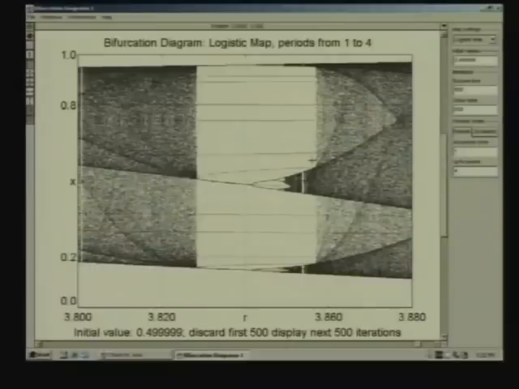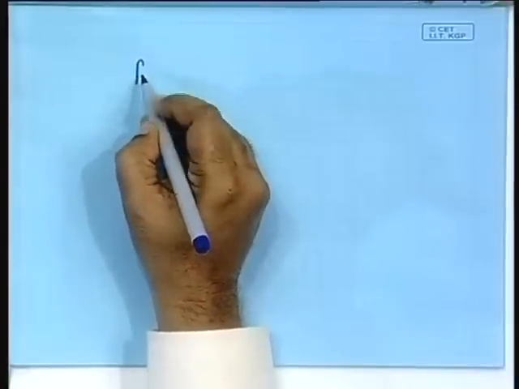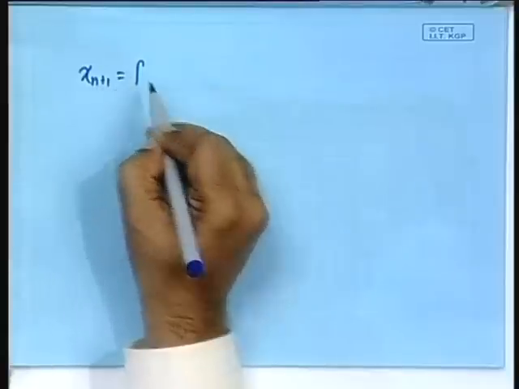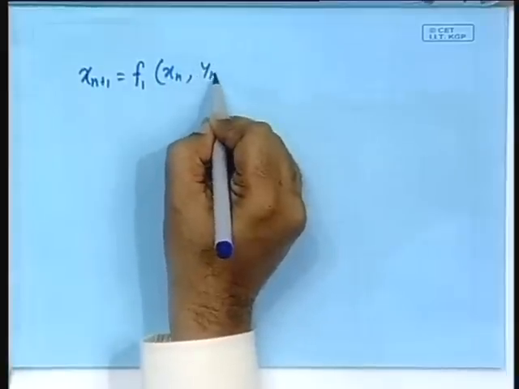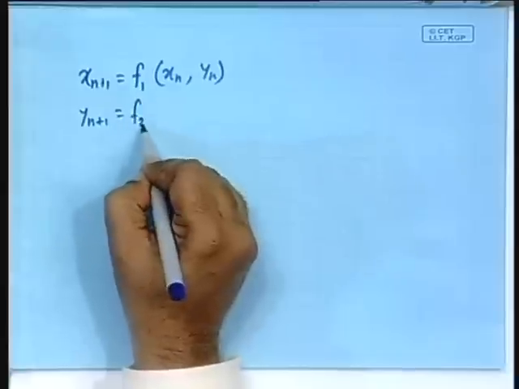Let us come to what we actually plan to discuss today, that is 2D maps. So, we ended the last class yesterday with saying that let us consider x_{n+1} = f1(x_n, y_n), and y_{n+1} is equal to another function.